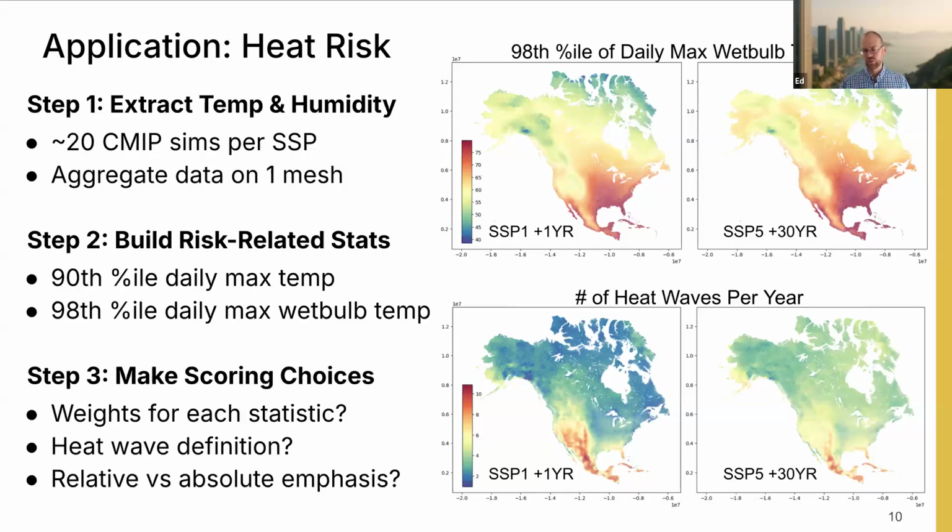Just like with flooding, where we're interested in tail events of precipitation, here we're not interested in whether it's 20 degrees or 30 degrees in Greenland. That's not a big driver for heat stress. We're interested in things like what's the 90th percentile of the daily max temperature observed at this location, or what's the 98th percentile of daily max wet bulb temperature, where we account for humidity effects. And we build a number of those stats. You can see a couple on the right here for North America, and then we composite those. We weight each one and bring them into a single number.